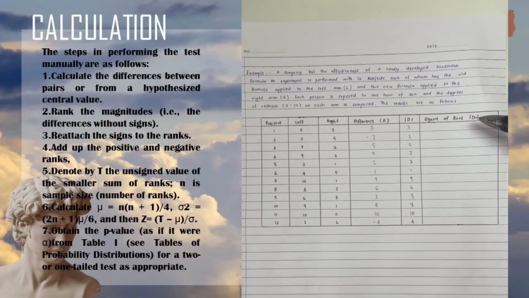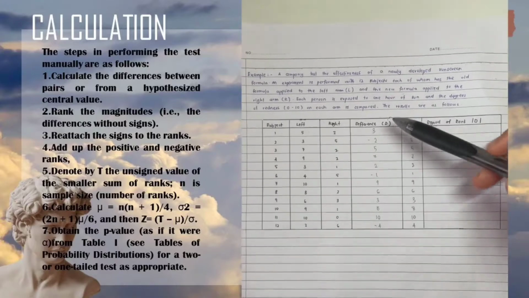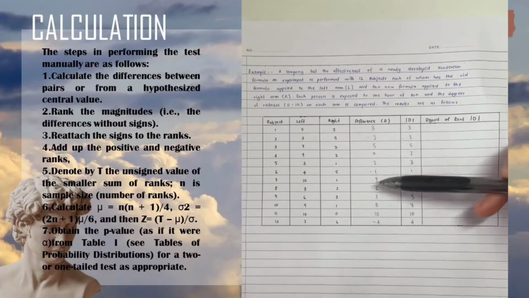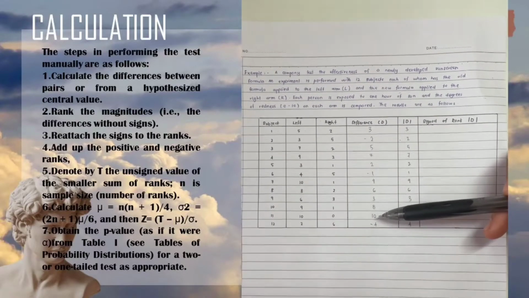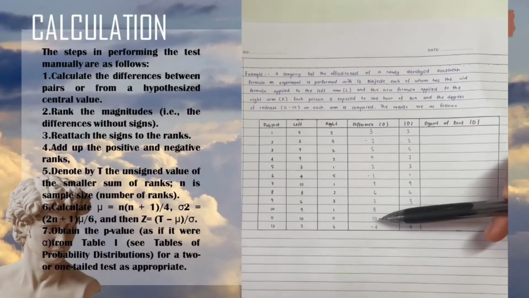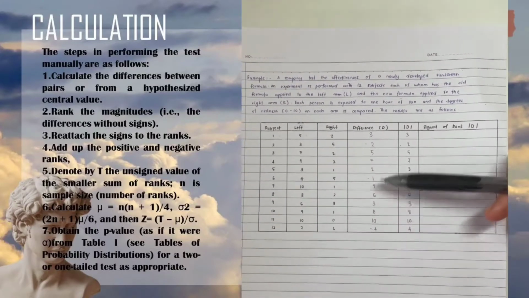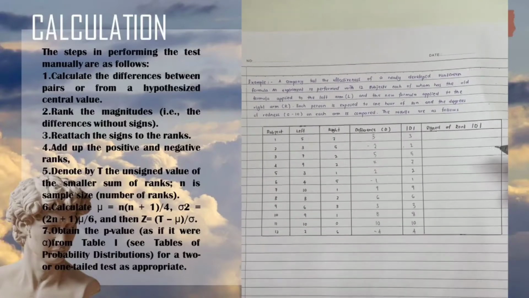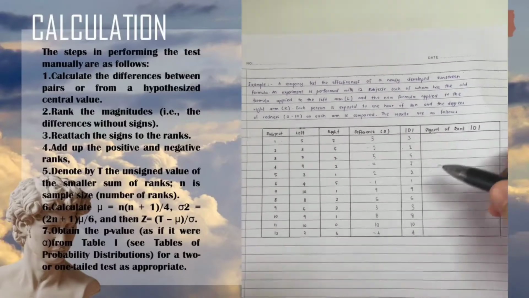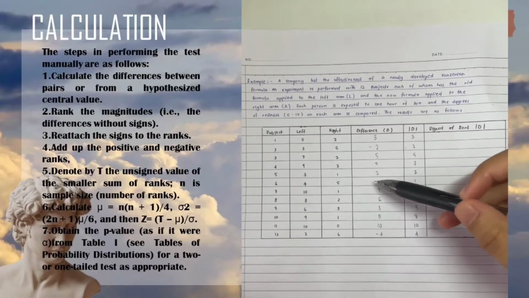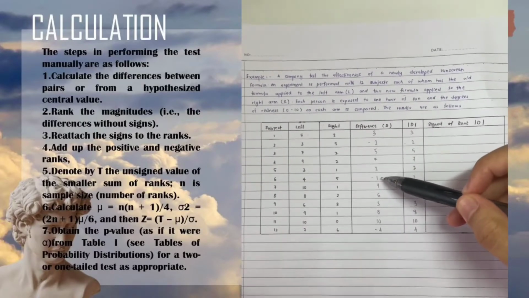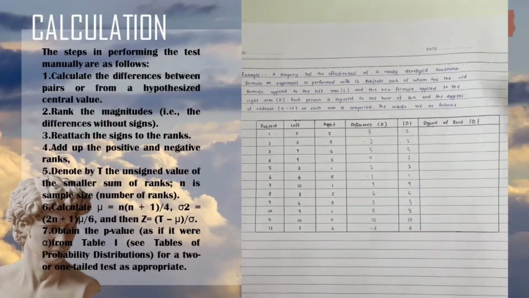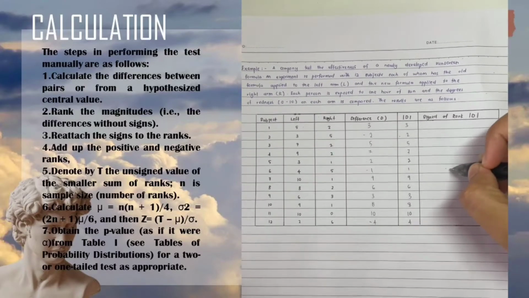Okay, how we're going to rank this is we're going to look at the differences, and the subject who had the biggest difference will be ranked as 12, and the smallest difference will be ranked as 1. So we're going to start with the smallest. The smallest one will be subject 6, which had the smallest difference, which is -1. So we will rank them as -1.